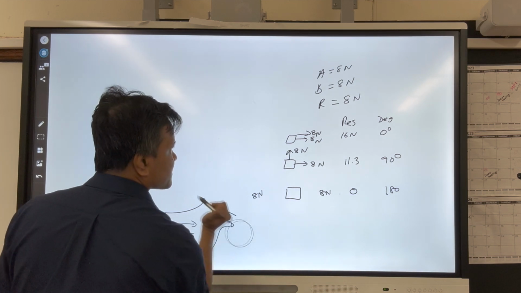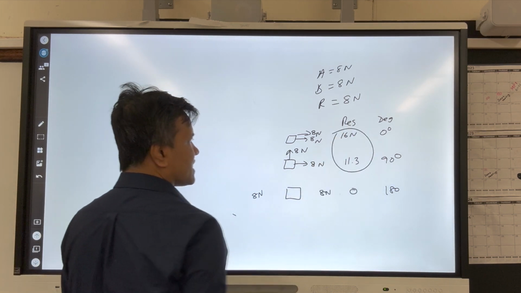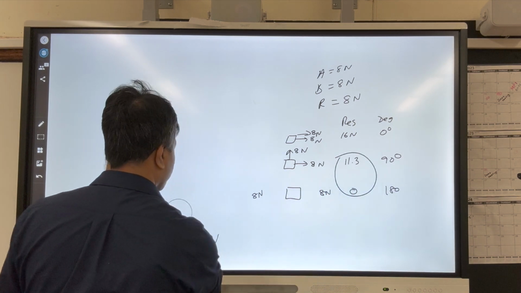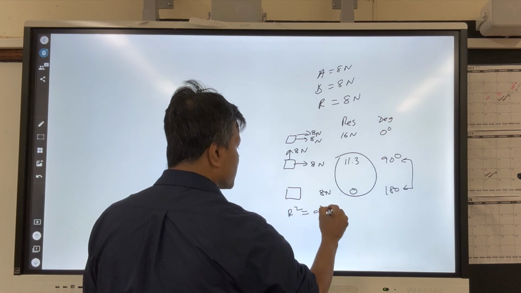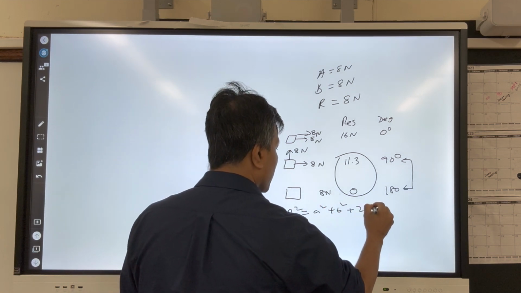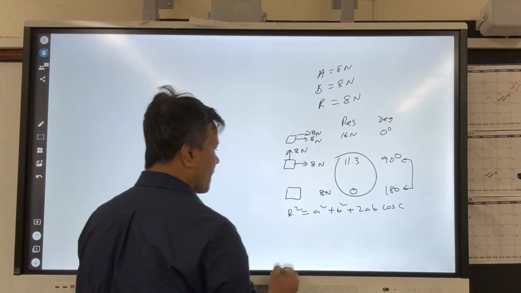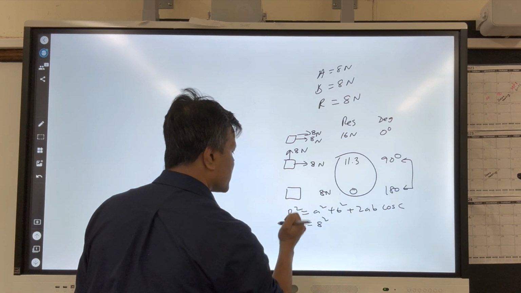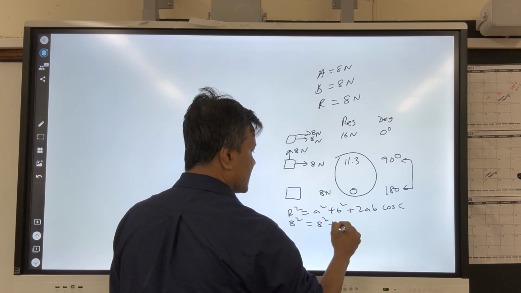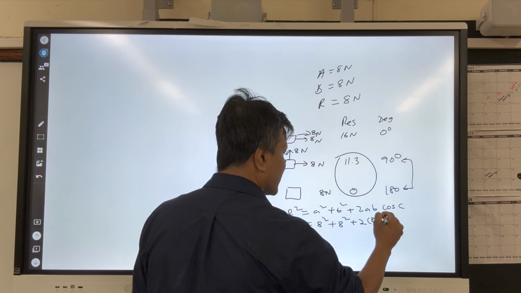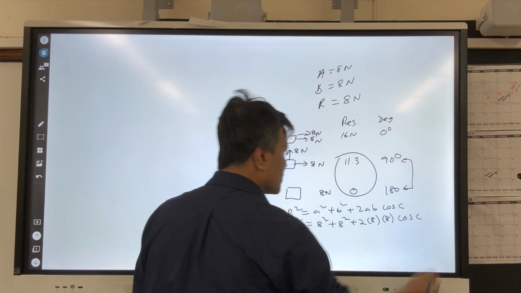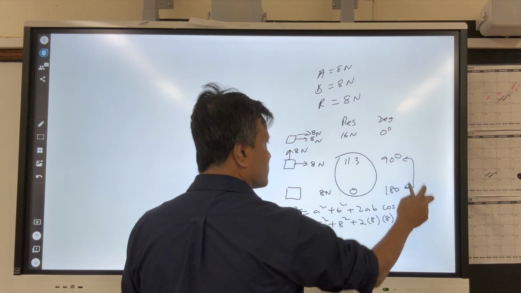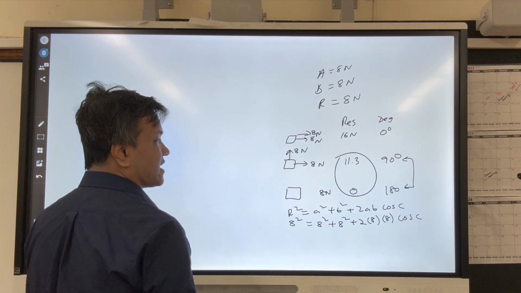Is there any 8 between here? No. Is there any 8 between here? Yes. R squared is equal to a squared plus b squared plus 2ab cosine c. So R squared is 80 squared, plus 80 squared, plus 8 cosine c. We are suspecting the angle is between 90 to 180, right? Because that's going to give us 8.